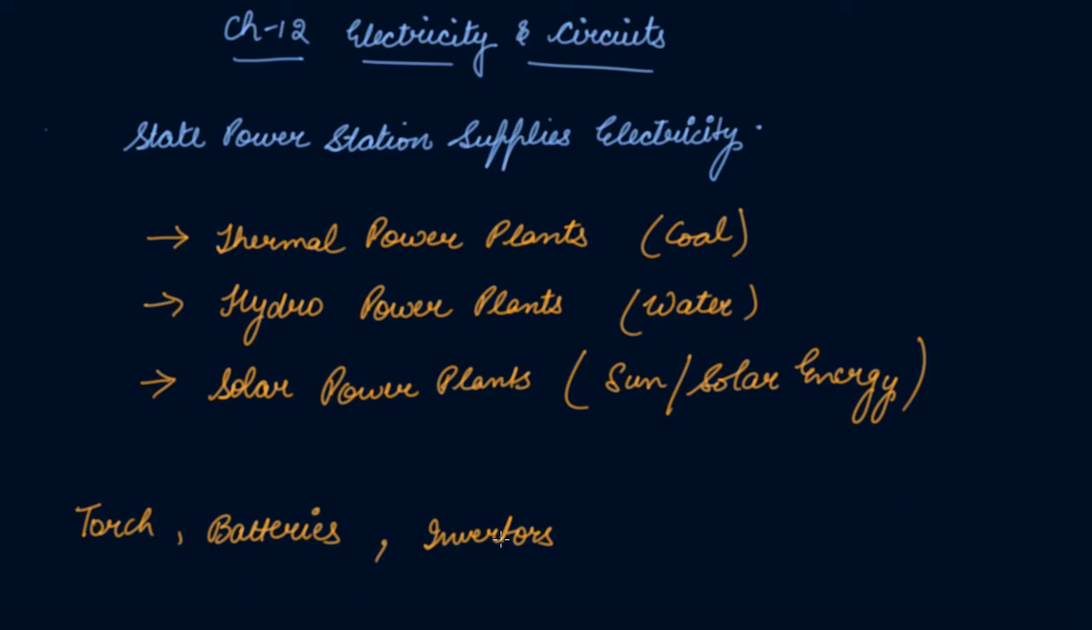Now, in such a way, if I talk about a torch, it has a bulb that lights up when it is switched on. Similarly, batteries also have a bulb. The old batteries I'm talking about. Inverters have the electric circuits that generate and store electricity in them.